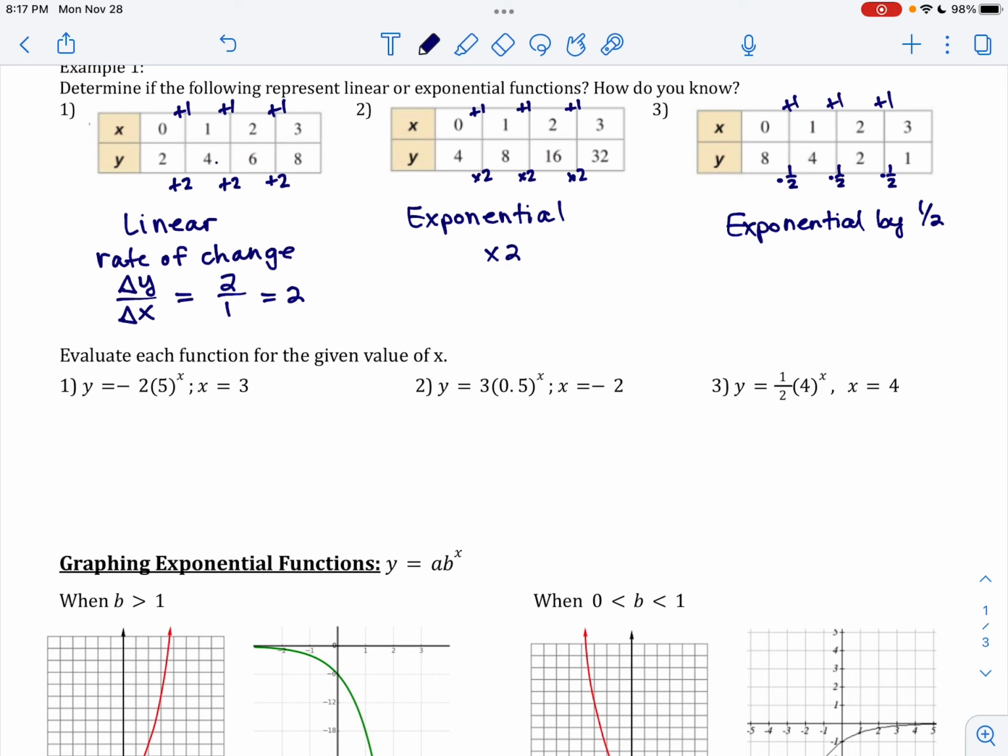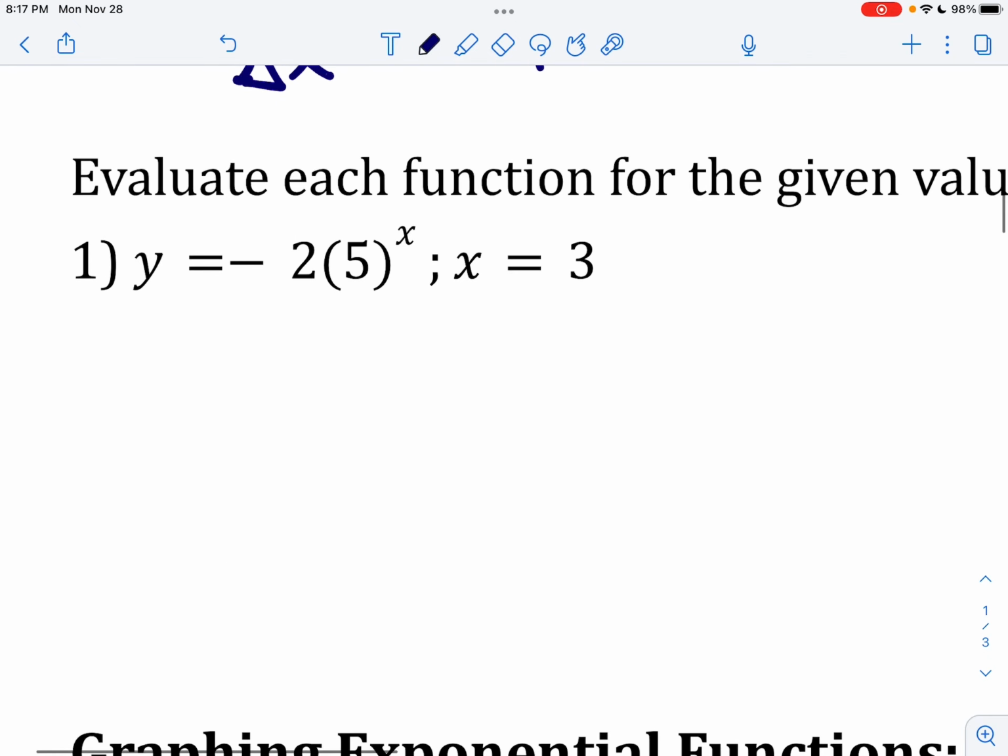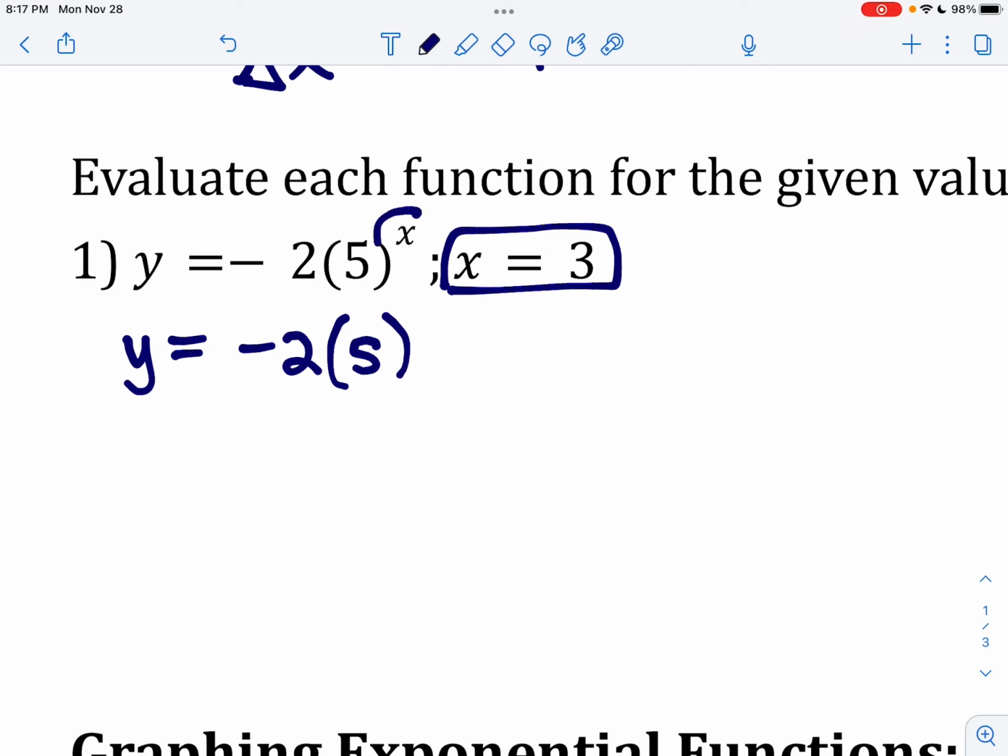All right. So that is how we figure out if they're linear or exponential given a table. Now we're going to evaluate each function for the given values of x. Nothing new. We've already done this. It's just in a different form. So if we look at this first one, y equals negative 2 times 5, and it tells me that x is 3. So wherever x is, I'm going to plug in a 3. Now I'm going to evaluate this. So y equals negative 2.